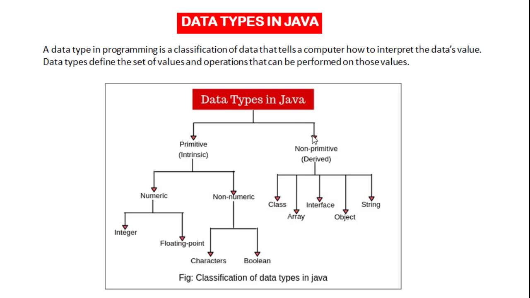On the other hand, in non-primitive data types we have class, array, interface, object and string. All these data types we will do programming with examples in the next video, and you will understand more when we do the practical on these different types of data types.